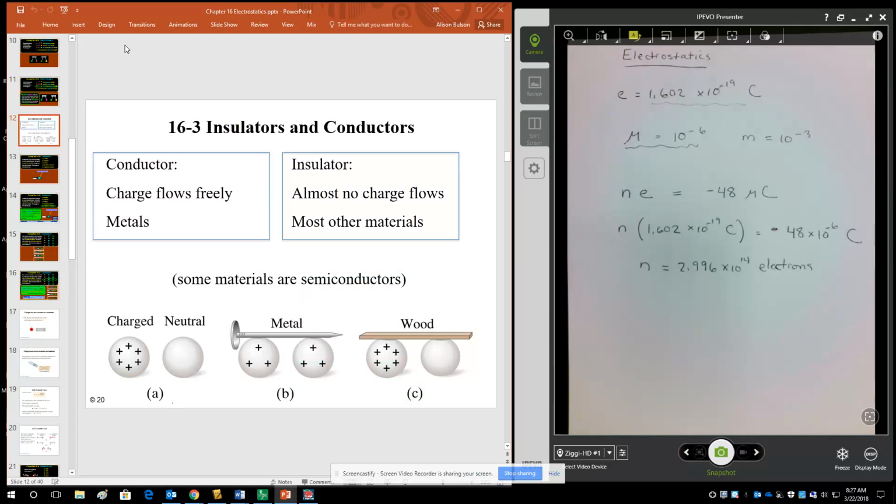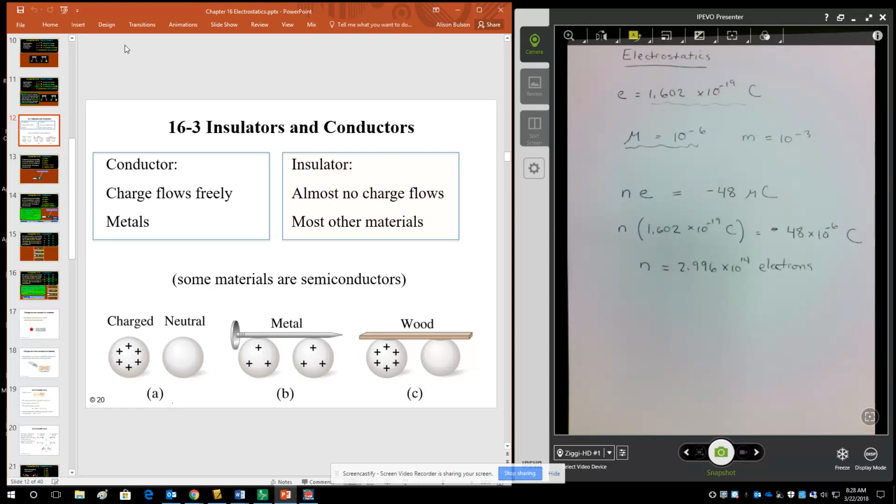We'll be very interested in conductors and insulators when we start talking about DC circuits, direct current circuits. Understanding the difference between insulators and conductors is also important for charging objects, because insulators and conductors act fundamentally differently when they're charged. So a conductor is defined as a material in which charge flows freely.